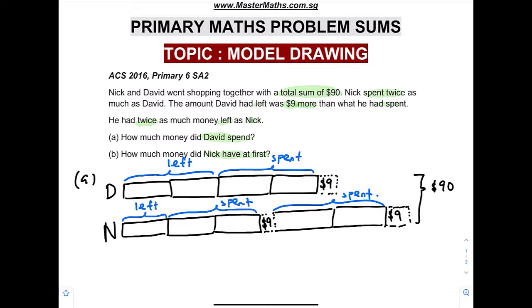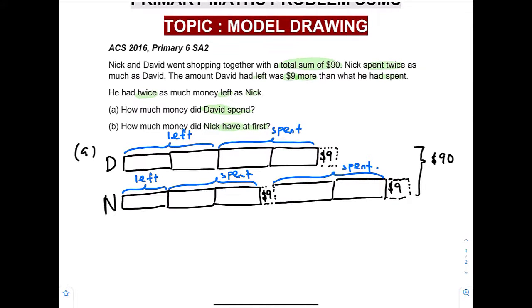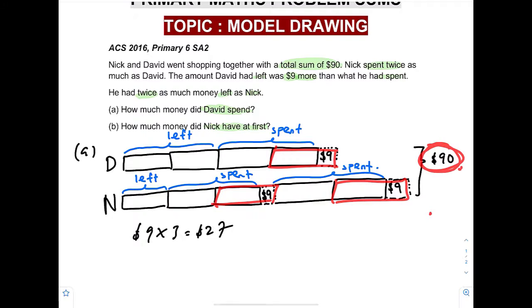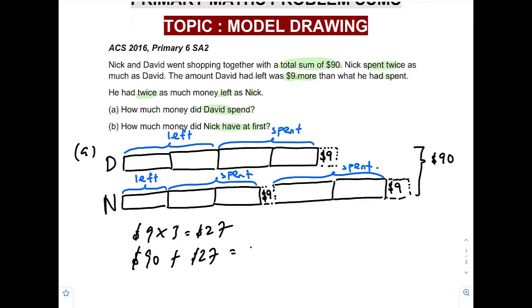In order to do this, we need to investigate, what is this one box? And what is this section here? We can approach this question by adding $9, $9, basically 9 times 3. When we take 9 times 3, we will get $27. And what we can do is to form that nice complete box for this, and this. So the total here will change a bit. 90 plus 27 is $117.